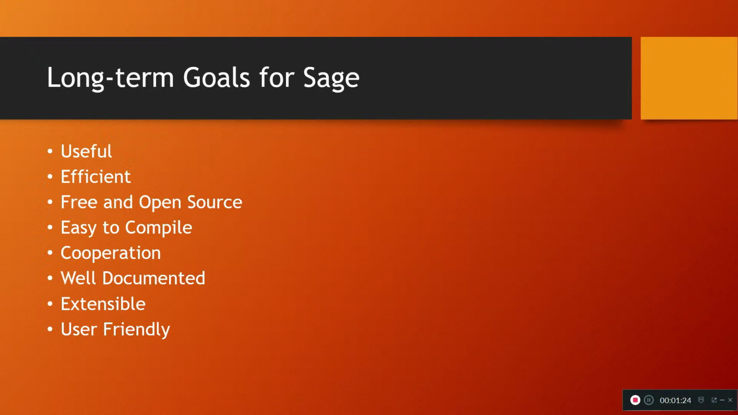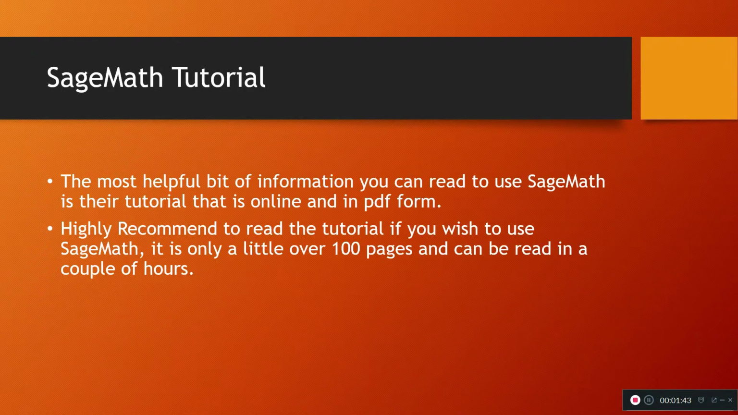And some of the long-term goals for Sage are that they want it to be useful, efficient, free, open source, and easy to compile. They want everyone to have the ability to cooperate with each other, and they want it to be well documented, extensible, and also user-friendly, which it's getting there.